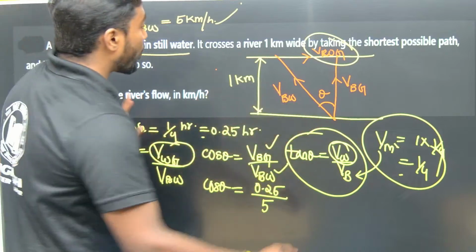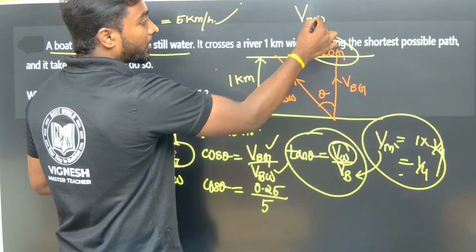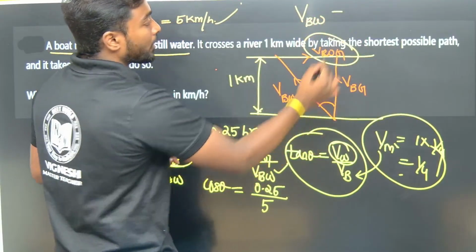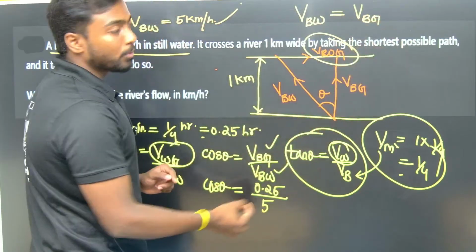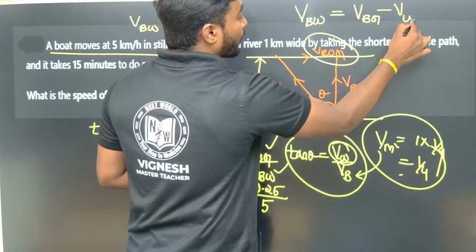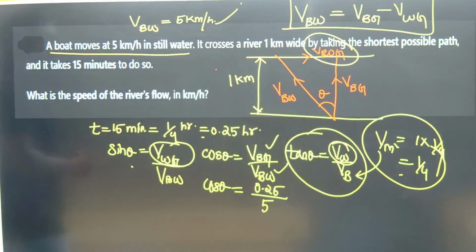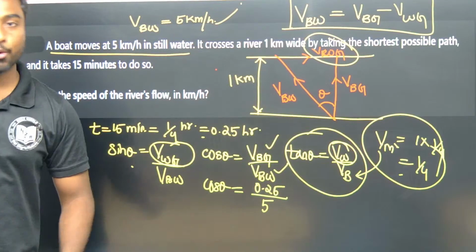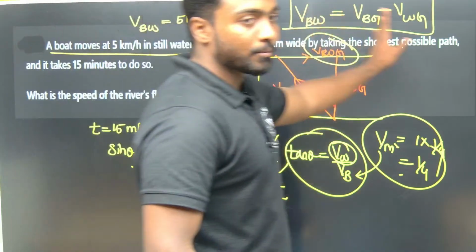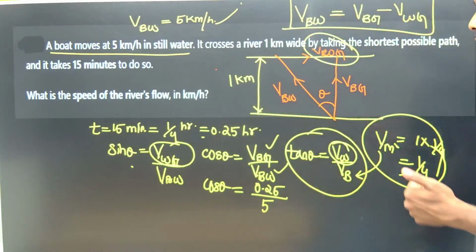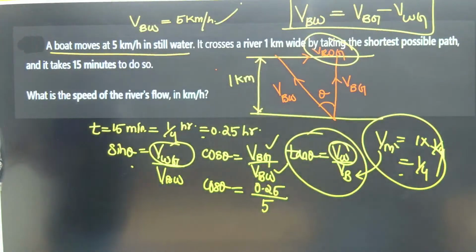And then if you want, you can also write down velocity of the boat with respect to water is equal to velocity of the boat with respect to ground minus velocity of the water with respect to ground. The relative motion equation, like relative velocity. I can use that equation also. Either I can use sin, cos, tan, or else the equation. Whichever is comfortable, I can use it. Right, now we'll go for the next question.